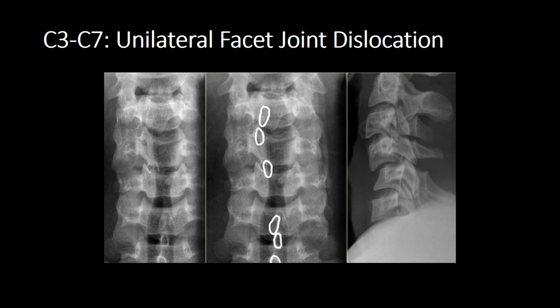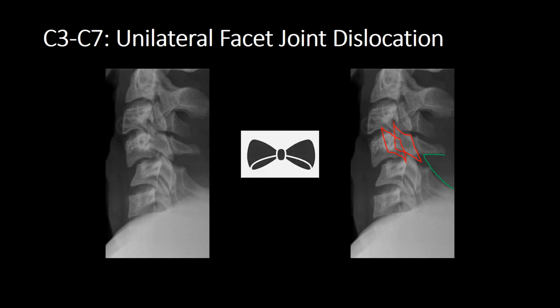Let's look at this more closely. The facets, the articular pillars and the facet joints, they should sit on top of each other. They should be a nice diamond shape. Here we've got a double diamond. This is the bow tie sign. This is the double diamond. This indicates that there is rotation to the facet joints.